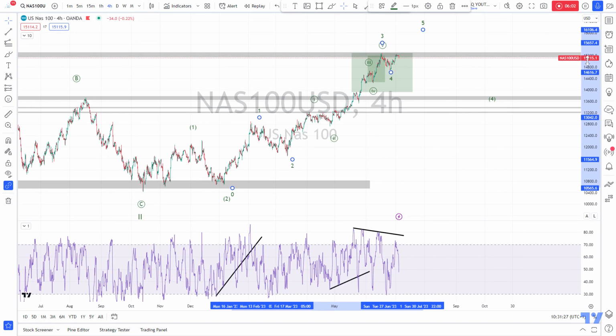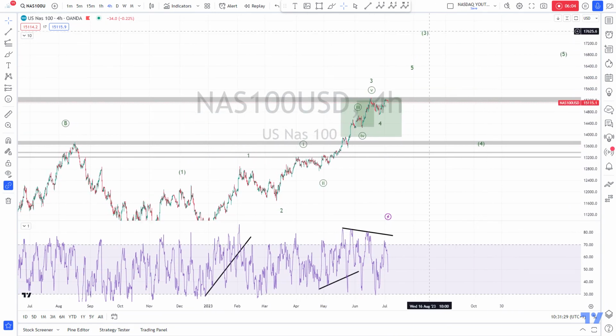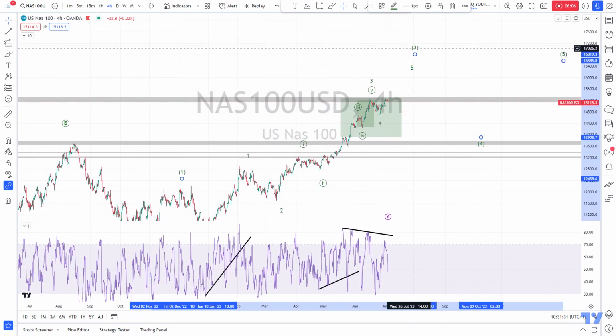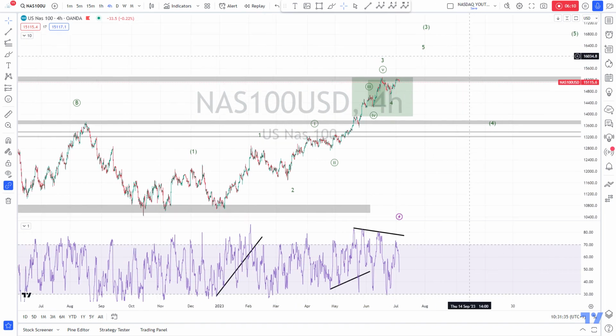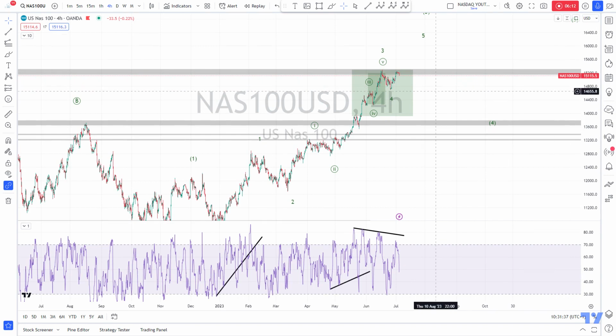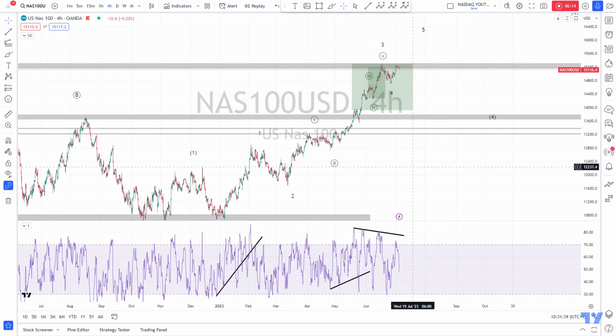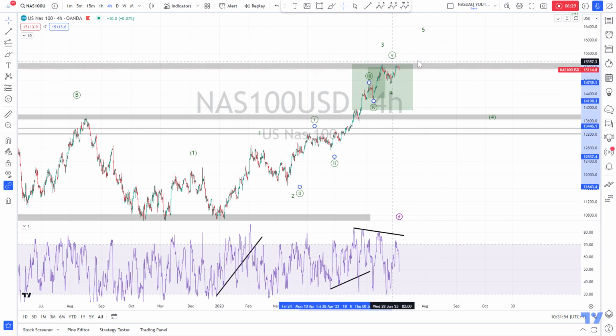Then we have to wait for our pullback. Then our pullback will only take place somewhere here in this area. So this is the alternative scenario if we take out this RSI divergence. But at the moment, I interpret the data as it is, and as it is now, it looks like we are ready for a pullback.